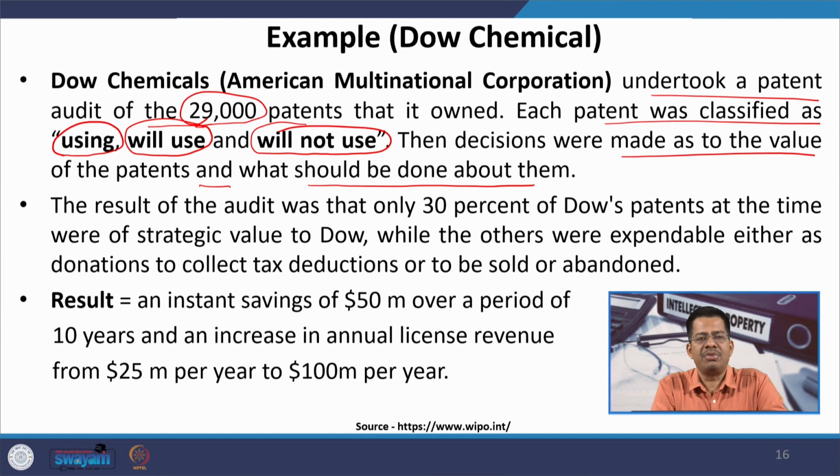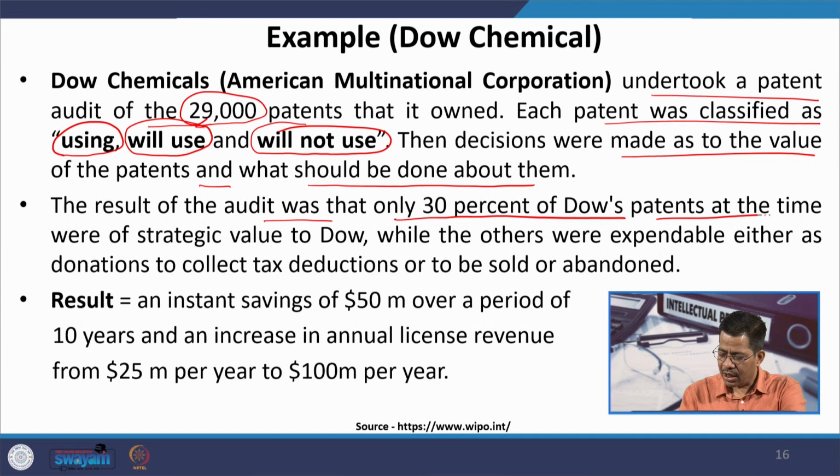Now, once we have understood that using, will be using, that is the future applicability, and will not use means these are totally wasteful dead patents. So, the result of the audit was that only 30% of Dow's patents at the time were of a strategic nature. Out of all the 29,000 patents, you see that only 30%, somewhere close to 8,500 patents, are in a strategic role, and the remaining more than 20,000 patents are either will be used or will not be used. So, that is the kind of issue we are able to identify by doing this IP audit.